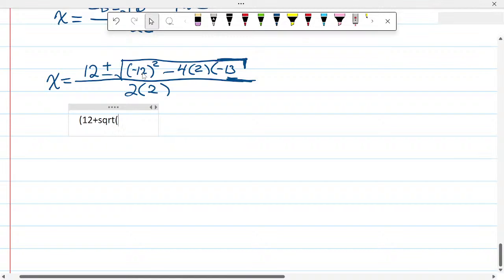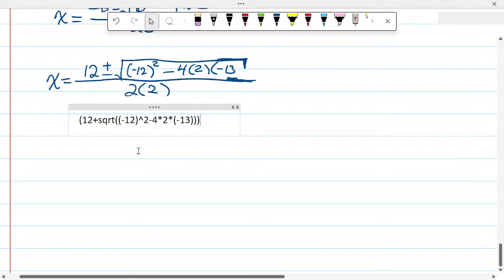Okay. Now what do we do in here? Well, we have to do another little bracket here, negative 12. What am I doing with it? Squaring it. You have a squared button on the calculator I have. I do this, right? What do I do next? Minus 4, and then times 2, and then times negative 13. And now I'm at the end of the square root. How do I show that? Close the bracket. I'm at the end of the top of the fraction. How do I show that? Close the bracket.